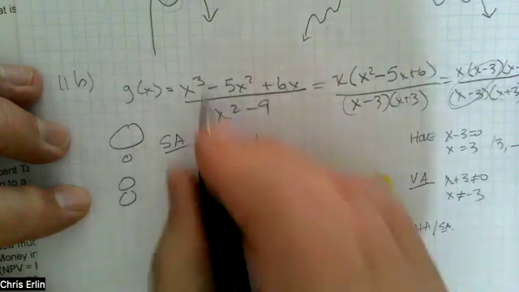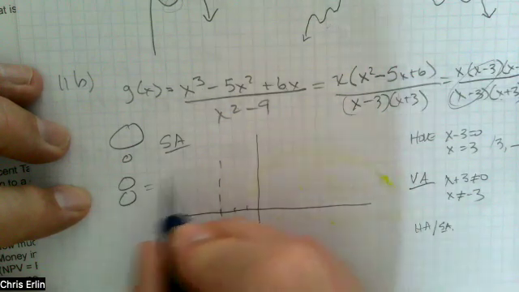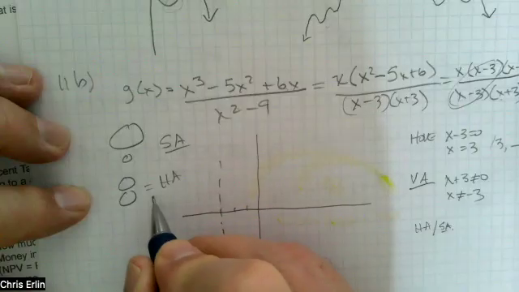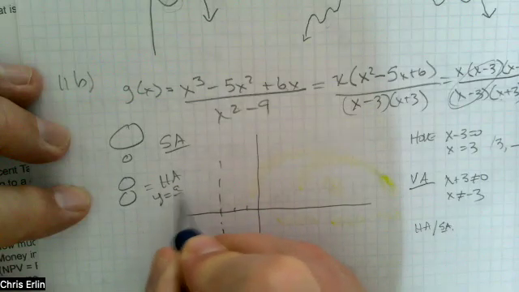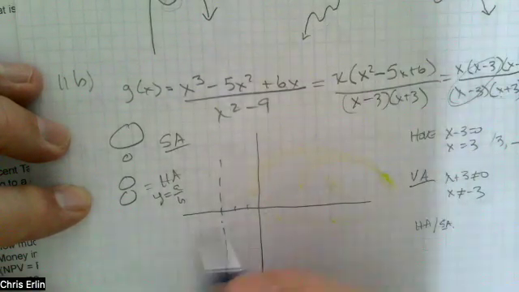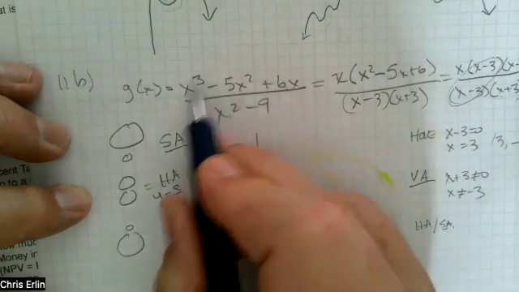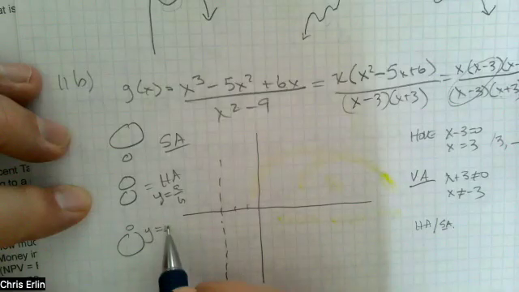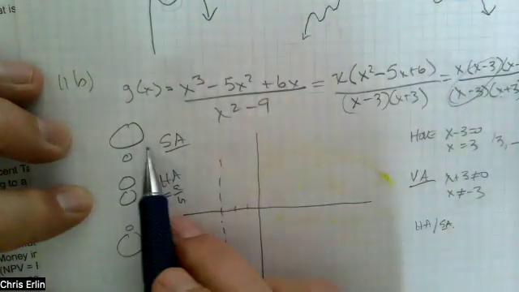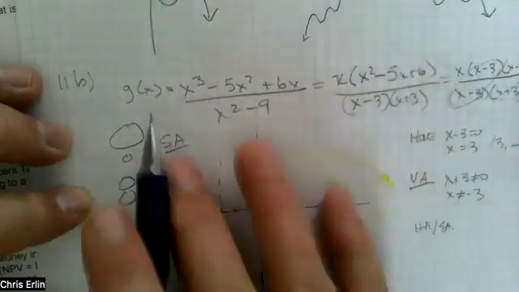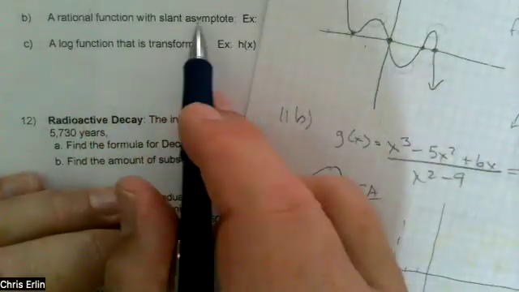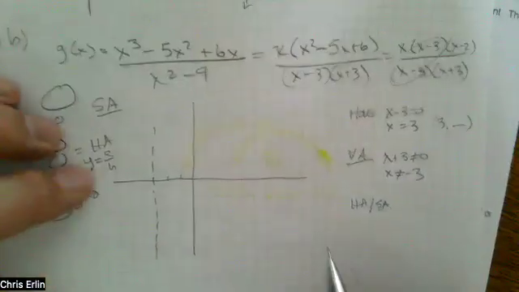Whenever they're balanced, where the degrees are the same top and bottom, you look at the lead coefficient. It's a horizontal asymptote with y equals a ratio of the coefficients. Whereas if it's bottom heavy, where the denominator's exponent is larger than the numerator's, then it's going to have a horizontal asymptote at y equals 0. In this case, because it's top heavy, just as we expected, since it said a rational function with a slant asymptote, we're going to have to find a slant asymptote.